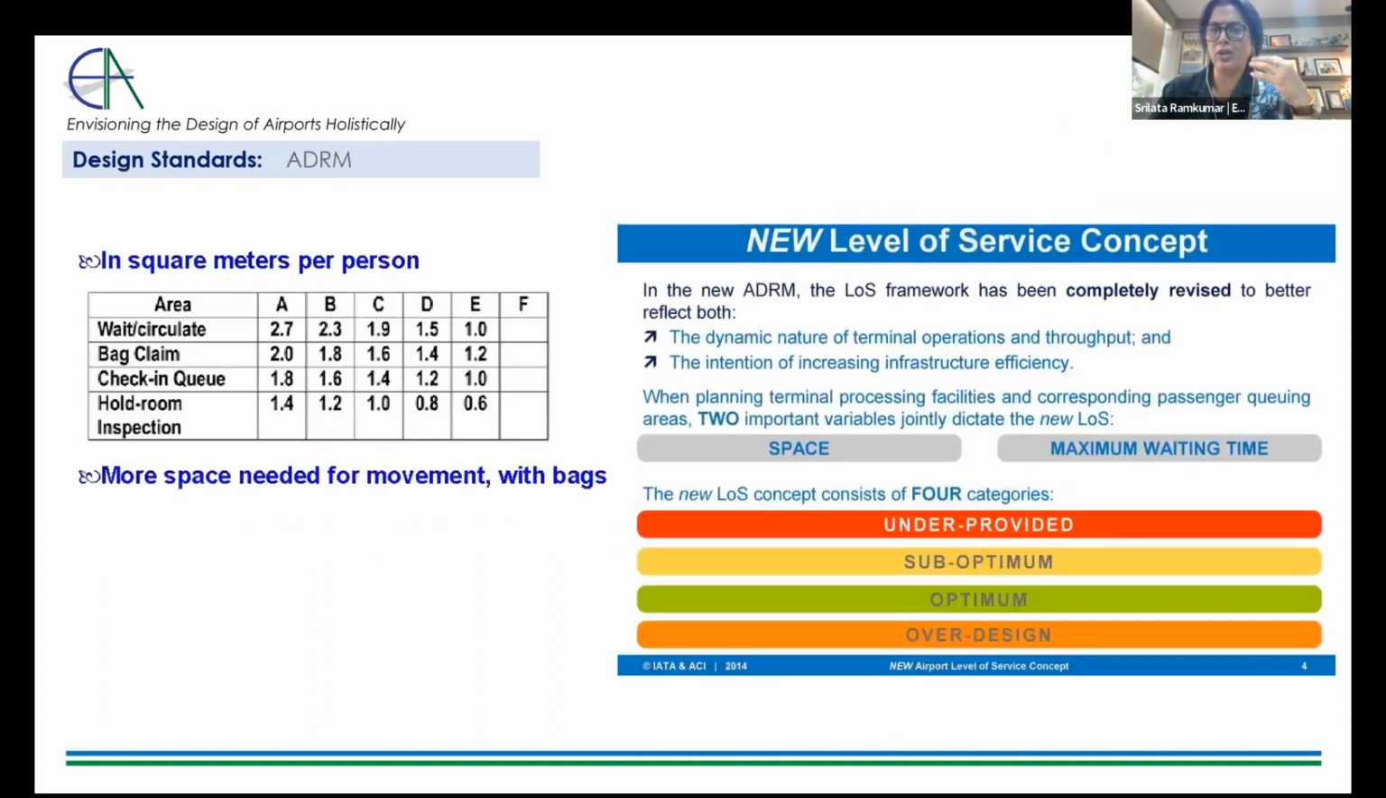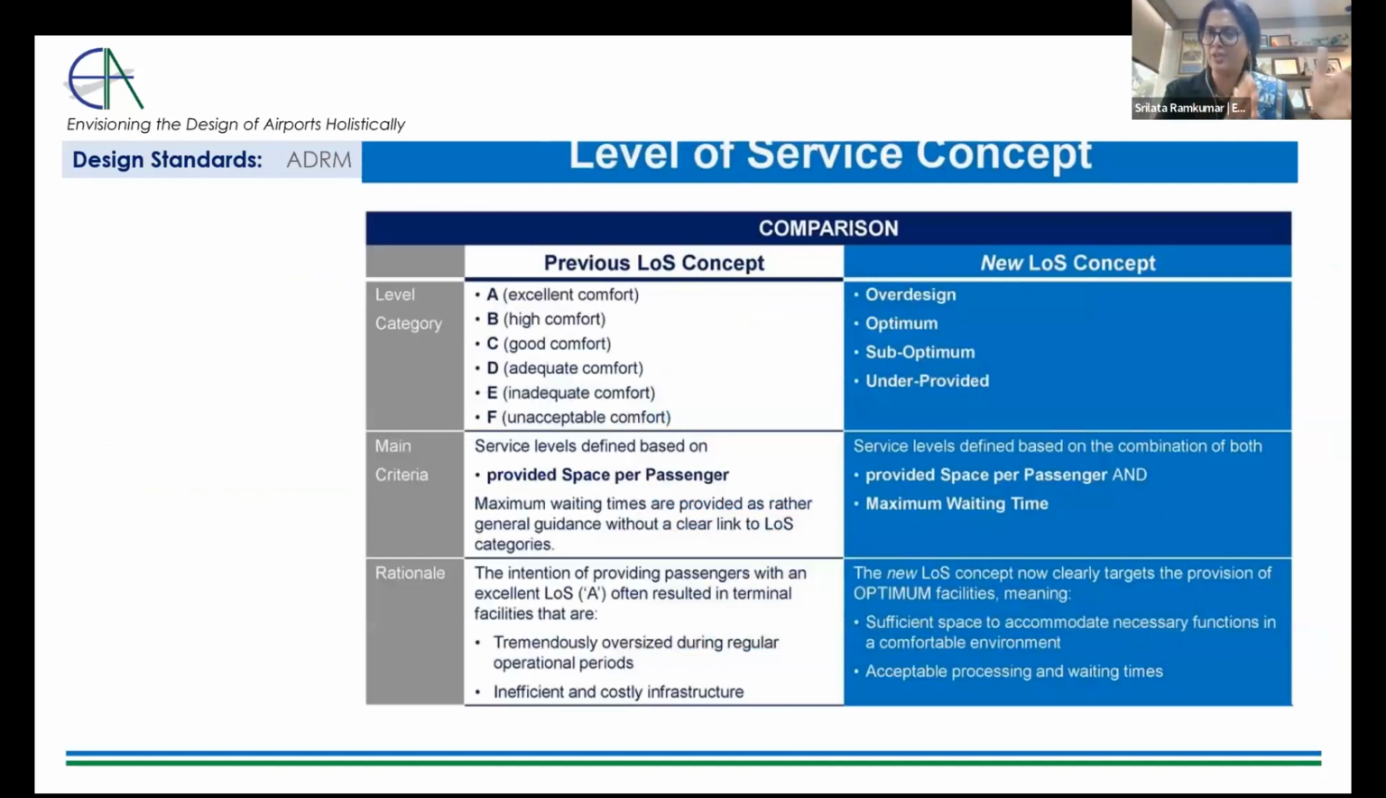Earlier, we used to have something called level of service as A, B, C, D, E and F. For example, when you're looking into a waiting and circulation area, level of service A is 2.7 square meters per person. Level of service B means it is 2.3 square meters per person. So this was an earlier norm. But right now, the current one is optimum. Optimum says we have a range and it has to be done within that optimum range. Anything below that is suboptimum. Anything above that is over design. So this is the previous LOS concept, and now it is a new LOS concept. This is how there has been a change in the last few years.